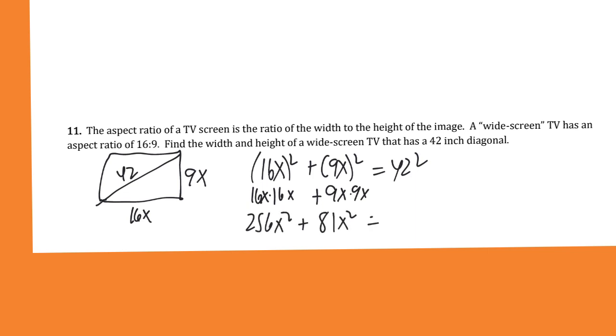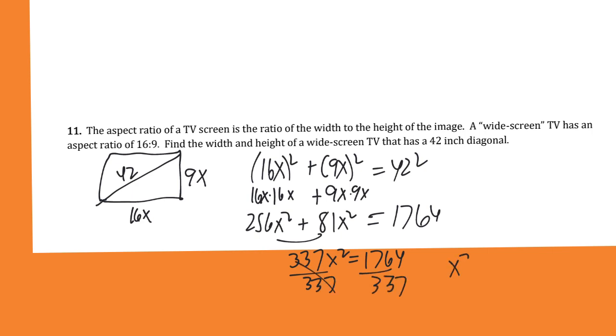And then 42 squared, I don't know that off the top of my head. And so we get 1764. If you combine like terms here, you're going to get 337x squared. That equals 1764. Divide both sides by 337. There we go. So x squared is equal to a certain number.